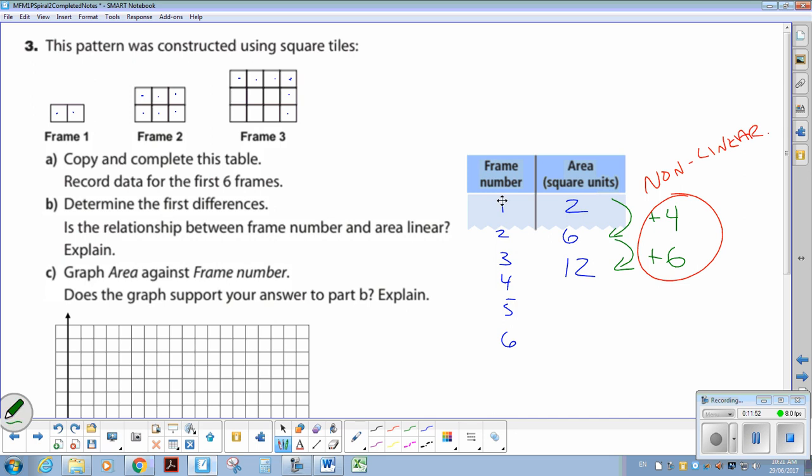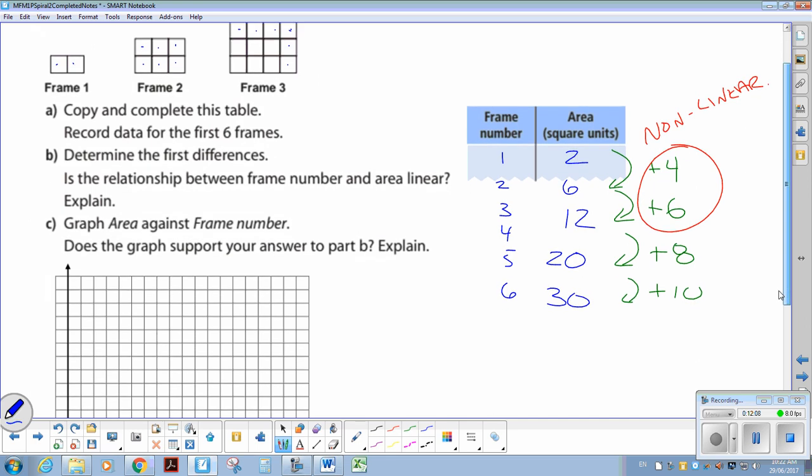If we are to guess at what the next one's going to be, it looks like our differences are going up by 2, so I would anticipate that one's going to be a +8. And that one goes up by 2, so then it would be a 30. So there's our first 6 frames.